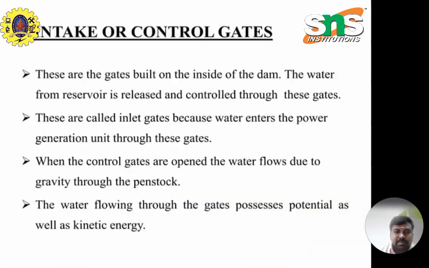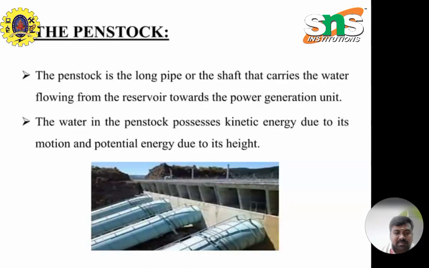Intake or control gates. These are the gates built on the inside of the dam. The water from the reservoir is released and controlled through these gates. These are called inlet gates because water enters the power generation unit through these gates. When the control gates are opened, the water flows due to gravity through the penstock. The water flowing through the gates possesses potential as well as kinetic energy.